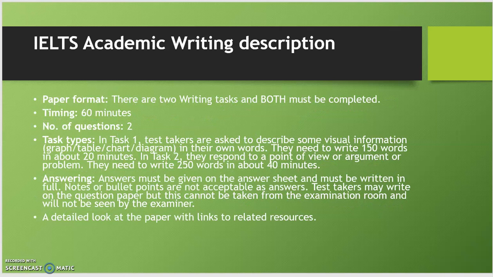Academic writing description. Paper format. There are two writing tasks and both must be completed. Timing: 60 minutes, and number of questions: 2. Task types. In Task 1, test takers are asked to describe some visual information, graph, table, chart, diagram, in their own words. They need to write 150 words in about 20 minutes.